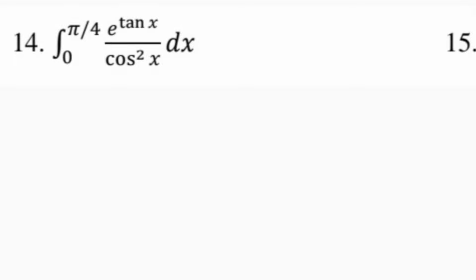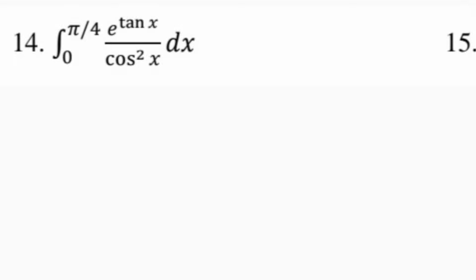Now, number 14, this one looks bad at first glance, but if you see what's going on, it's really going to work out nicely. So the cosine squared x and the tangent x and the exponential, it's like, okay, well, we know that the exponent probably needs to be the inside of the composition of functions we're going to use as our u.